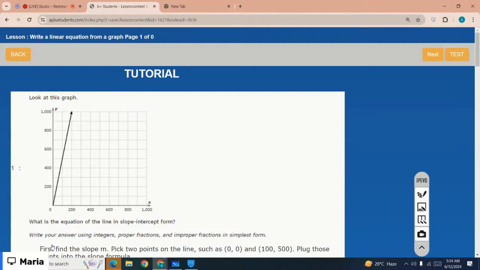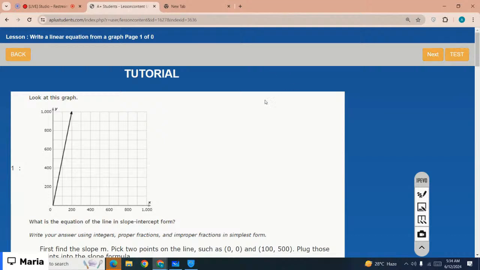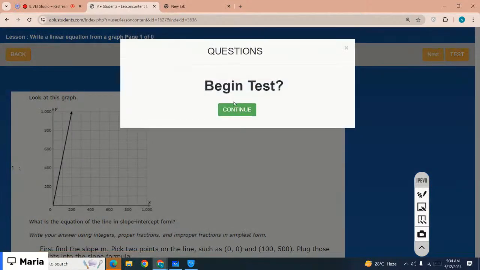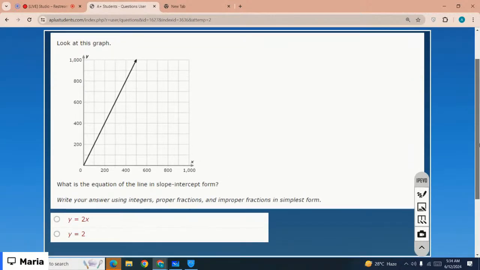Look at this graph. You need two things again, that is the slope and the y-intercept, right? Let's start with the test questions because they are already solved. You can have a look at them later today. Look at this graph. What is the equation of the line and the y-intercept?